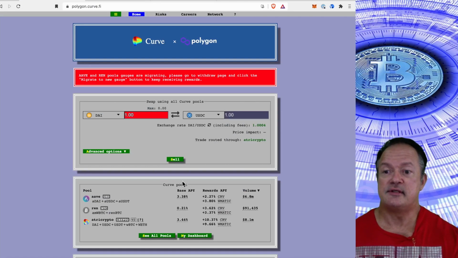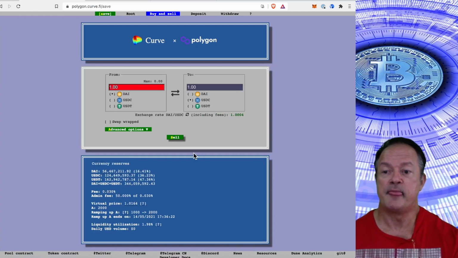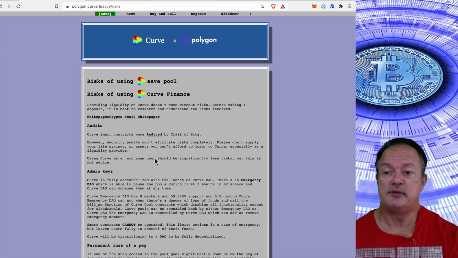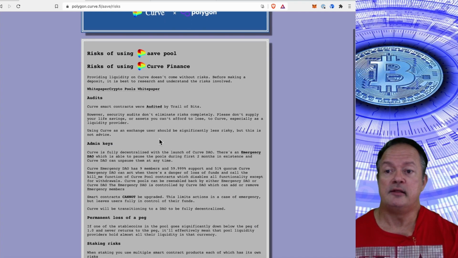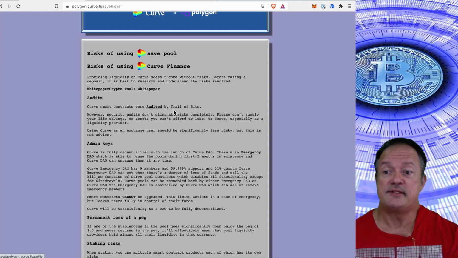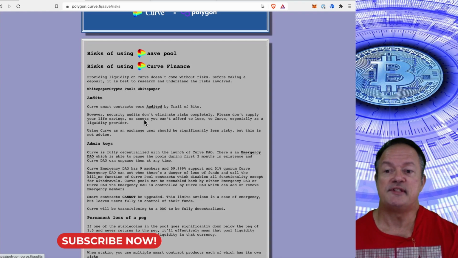They talk about risk. So let's say we wanted to invest in this protocol. We would go to the top here where it says deposit, and you can deposit any of these coins and it will automatically rebalance them. So you hit deposit, or deposit and stake. Then here they talk about the risks. They talk about where they got audited. If you want to check the audit, which you should, they were audited by Trail of Bits. And as they explain here, security audits don't eliminate risk completely. Please don't supply your life savings.